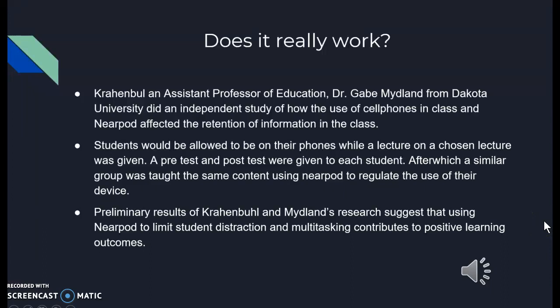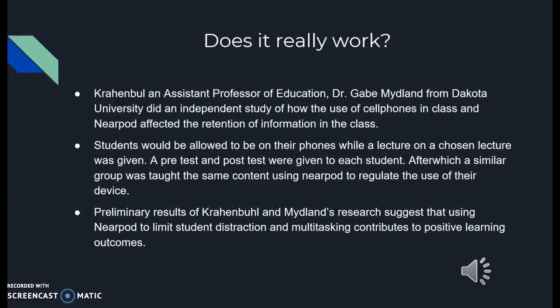Before I tell you more about the features, I guess you're all wondering, does this really work? Does this have an effect in the classroom? There was an independent study done by Bull, sorry if I butcher his name, and Dr. Gabe from Dakota University. They did an independent study on the use of cell phones in class and information in class. So students would be allowed to be on their phones while a lecture is going on a chosen topic that was given.